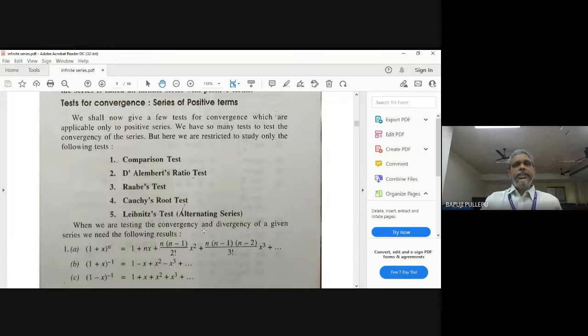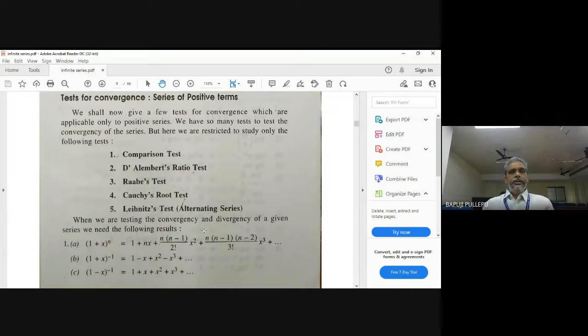These are the important tests for series. Now these 5 tests are very, very important: comparison test, D'Alembert ratio test, Raabe's test, Cauchy's root test, and Leibniz test for alternating series. Alternating series I will explain. These are tests for convergence for series of positive terms only; there are no negative terms. So this is the comparison test, and D'Alembert ratio test. This is important.